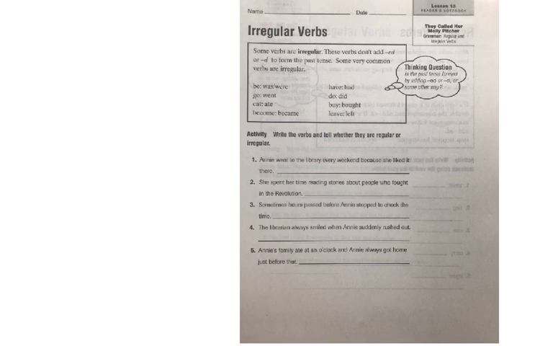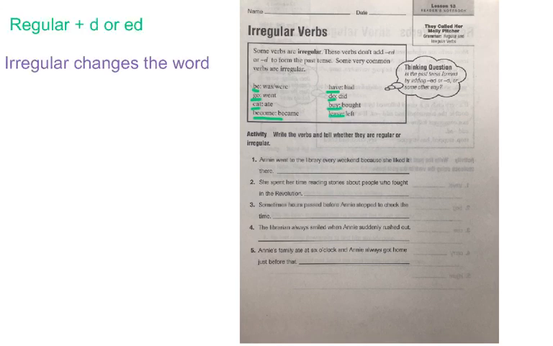And we have examples up here in the table that are common. Be, go, eat, become, have, do, buy, leave. That doesn't mean they're all the examples, but there are a good amount of them for you to go ahead and refer to up here. And our activity today, it says, write the verbs and tell whether they are regular or irregular. Sentence number 1 reads, Annie went to the library every weekend because she liked it there. And in this sentence, we have 2 verbs. We have went. Annie went to the library every weekend because she liked it there. And liked is our second verb.